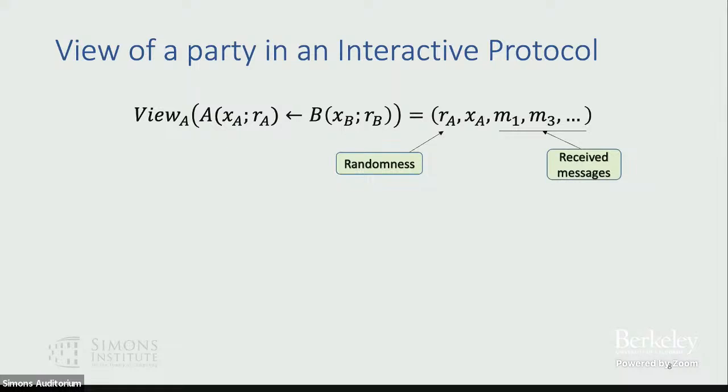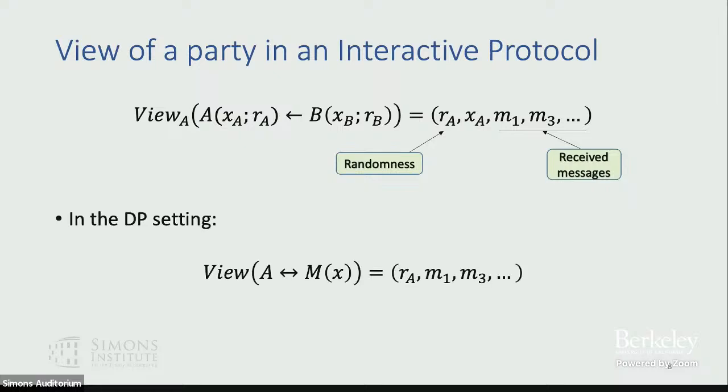To define interactive differential privacy, we also need another definition, which is the view of a party in an interactive protocol. This is, again, the classical definition of view from the crypto literature. In the DP setting, we only care about the view of the adversary. First, it has the random coin component, and it doesn't have any input, and only the mechanism has an input. We denote this as A interacting with M taking X, and there's no private input for the adversary. And those are the messages that A received from the mechanism. So here's the definition of the view of the adversary interacting with this interactive mechanism.